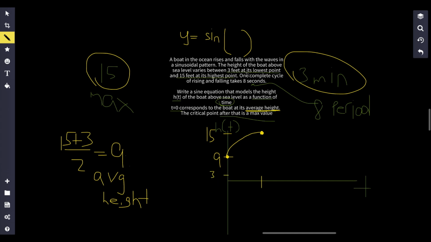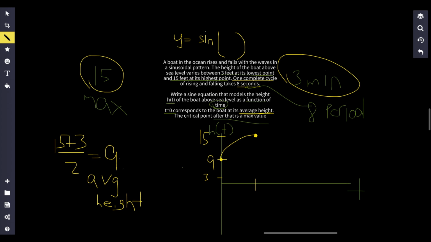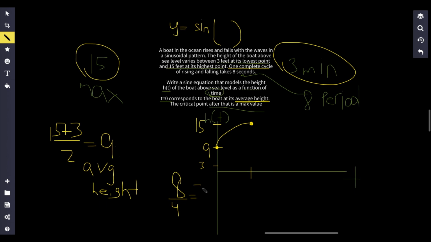Now, we know that one complete cycle of rising and falling takes 8 seconds. So that means that the distance from one critical point to the next critical point is just going to be 8 divided by 4, which in this case is 2. So this x value right here is 2, and we can label our x-axis like this. So it's going to be 2, 4, 6, and then 8.